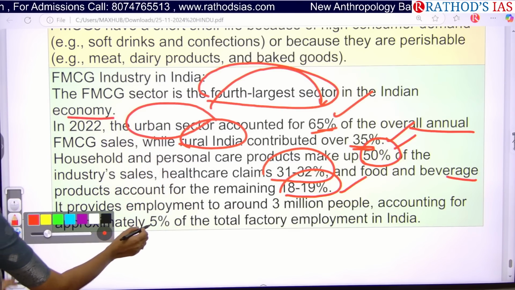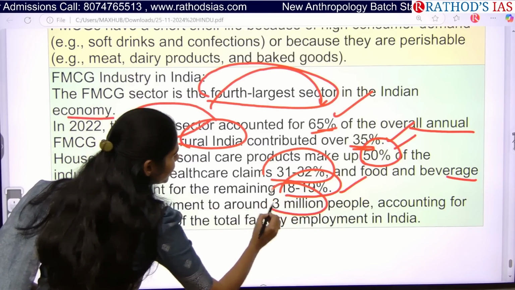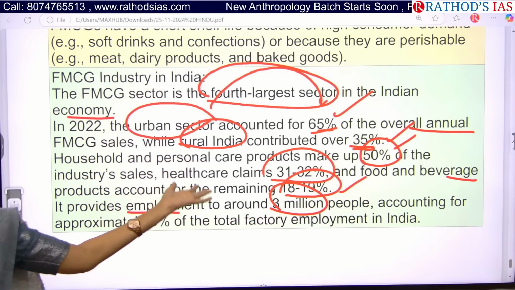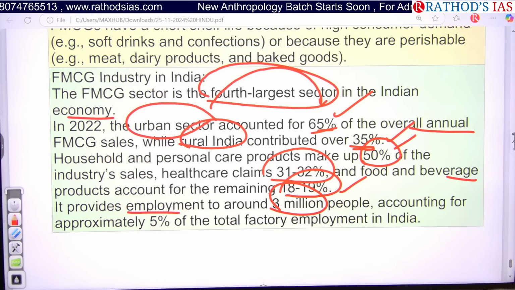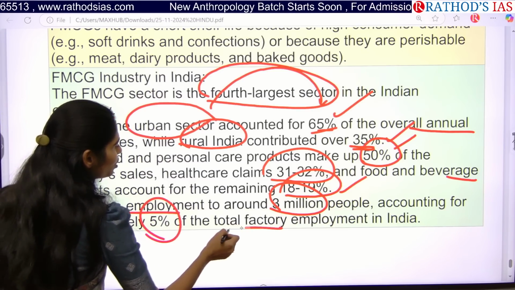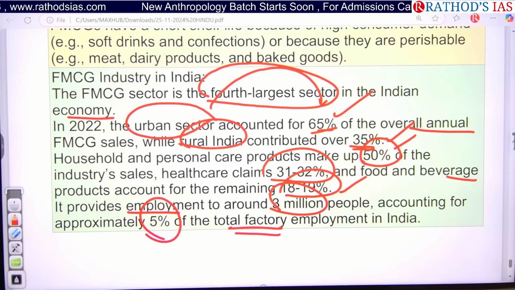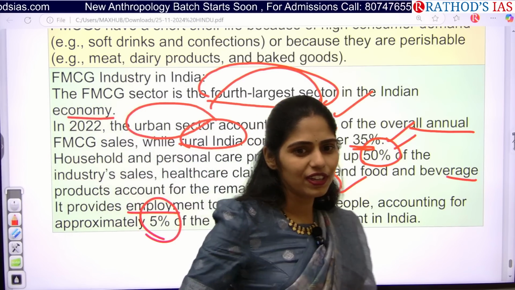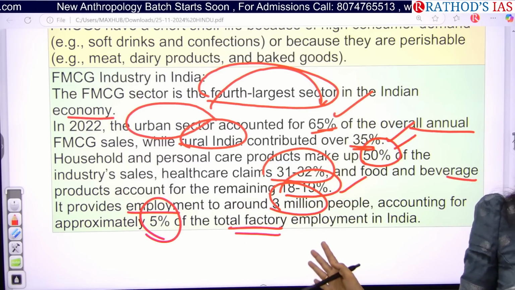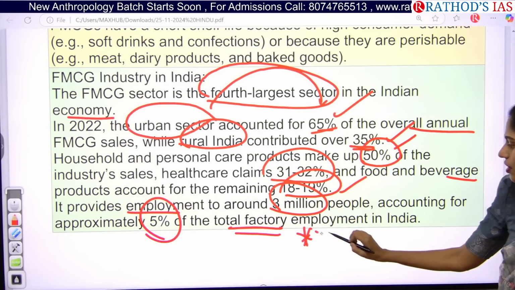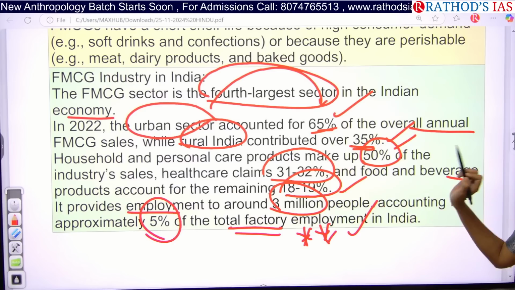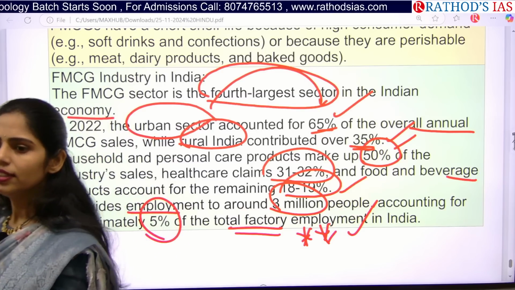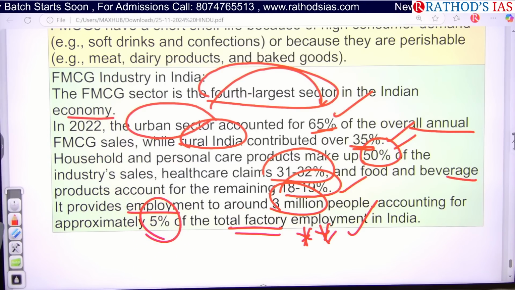Even if you look at employment, it creates employment for 3 million people. You can see how many people are employed in this sector, and they account for 5% of total factory employment in India. So if there is any decrease in demand, obviously it affects lots of people in our country. So it is one more cause of concern for the government. Okay, any doubts? These are the important topics that appeared in today's Hindu newspaper.